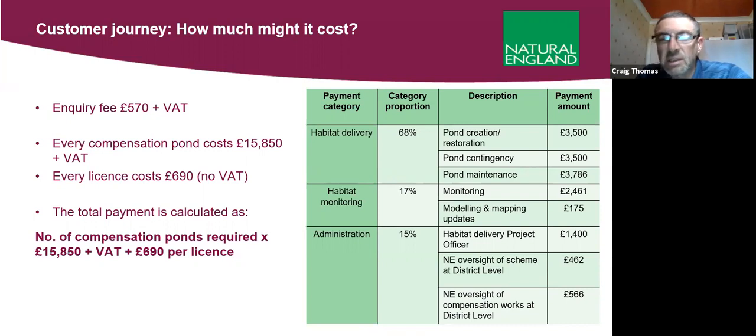68% of the money secured is spent on habitat delivery, 17% on monitoring, and only 15% on administration. So DLL is designed to focus the monies towards habitat delivery and monitoring and the future management of those ponds so they remain suitable for the species for the full 25 years. We're confident that those figures work, certainly for the next 2 years. We review these figures every 2 years to ensure that enough monies are being paid up front by the developer to secure A1 habitat for GCM for the full 25 years.